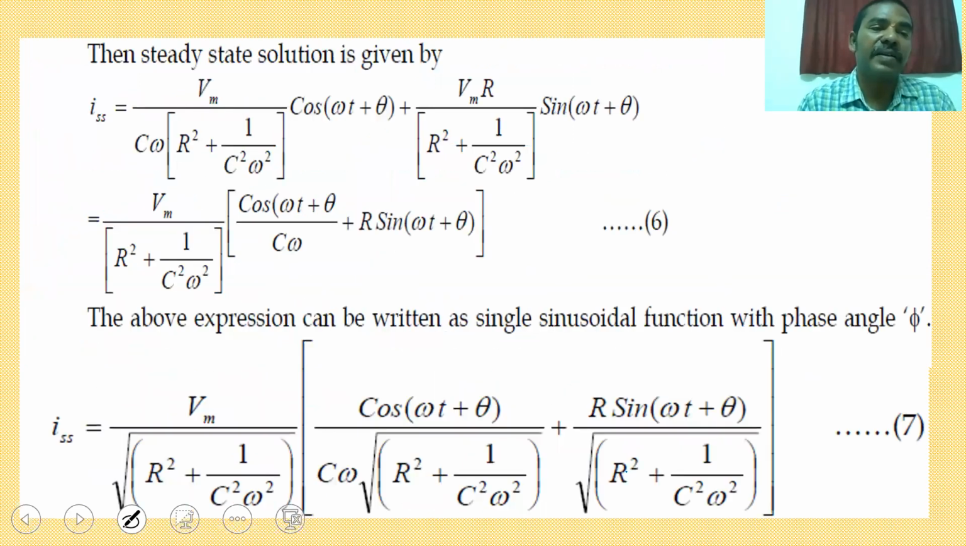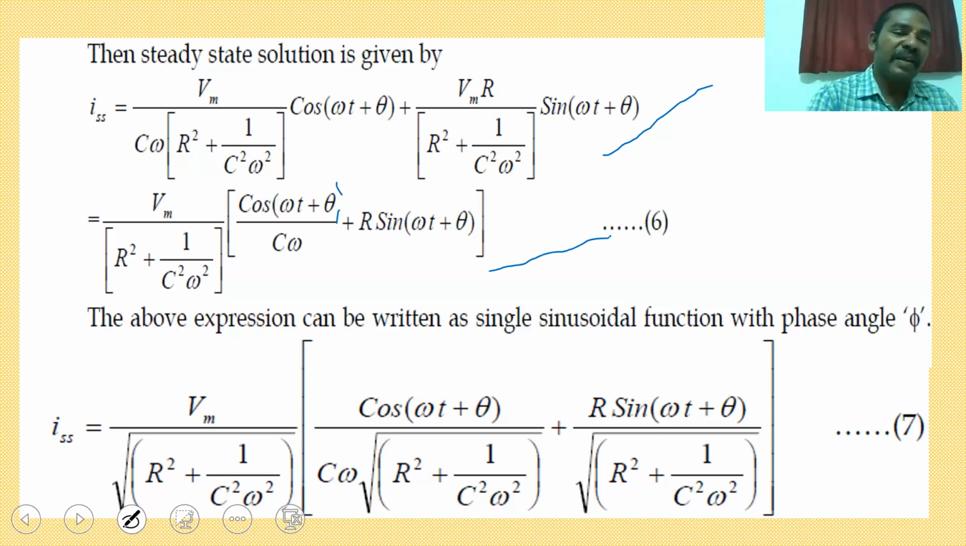Therefore the steady state current, or the particular integral current, is equal to Vm by C omega into R square plus 1 by C square omega square cos omega t plus theta, plus Vm R by R square plus 1 by C square omega square sin omega t plus theta. Then taking the common term, Vm by R square plus 1 by C square omega square into cos omega t plus theta divided by C omega, plus R into sin omega t plus theta. So this is your steady state current or particular integral current.